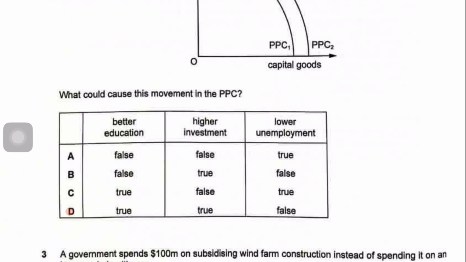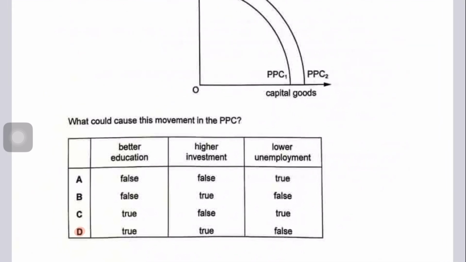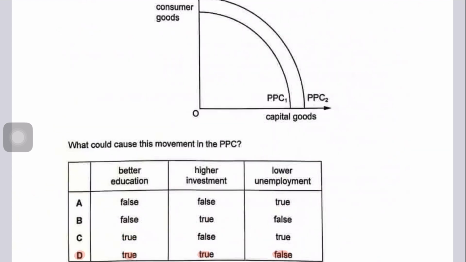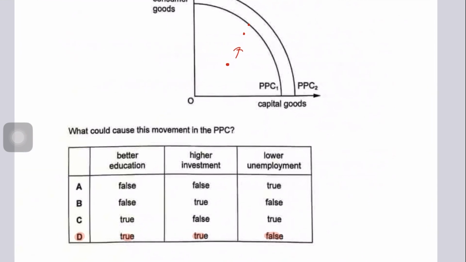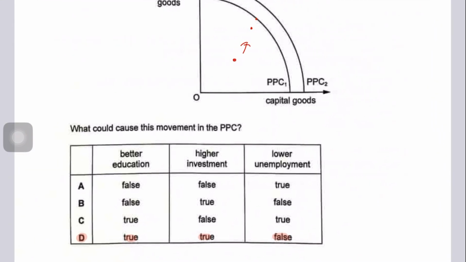The correct answer is D for David, because obviously the factors that shift the PPC are better education, higher investment, so it's true. Lower unemployment is false, because when your unemployment goes down, there's not a shift. In fact, there's a movement from inside the curve to either closer to the curve or on the curve, right? Because you are basically utilizing your existing resources that have been unemployed or idle before. So lower unemployment does not shift the PPC.